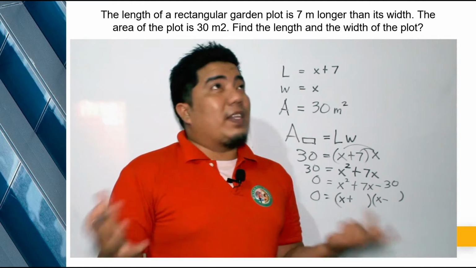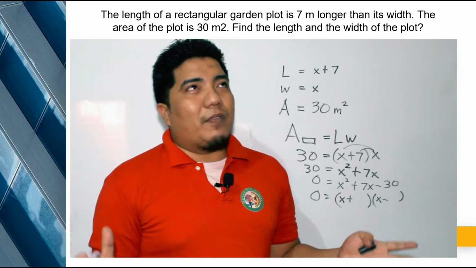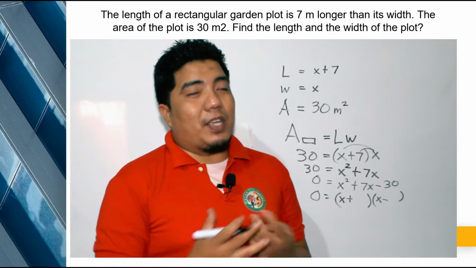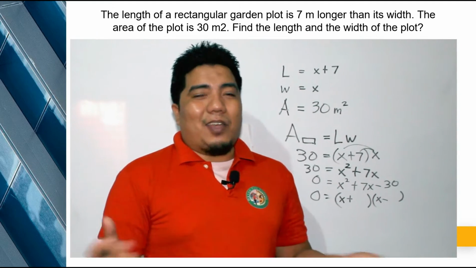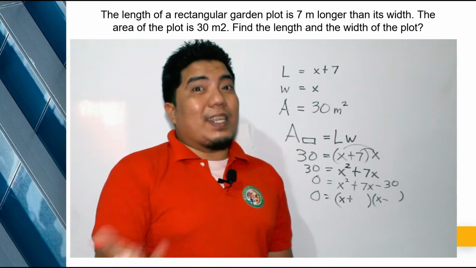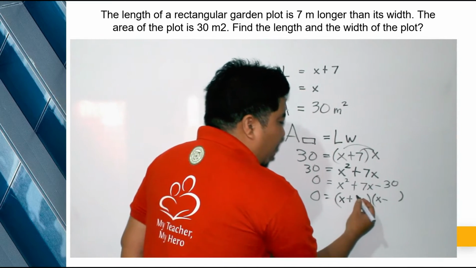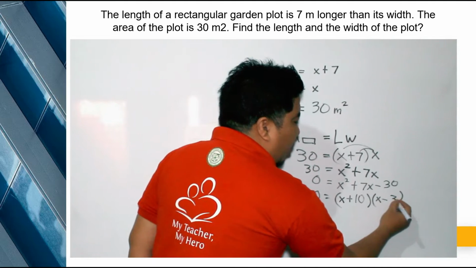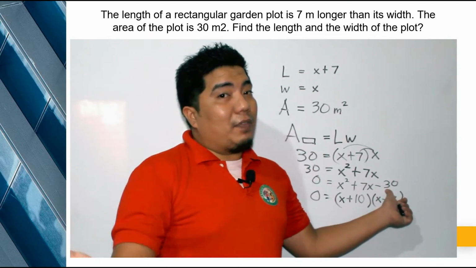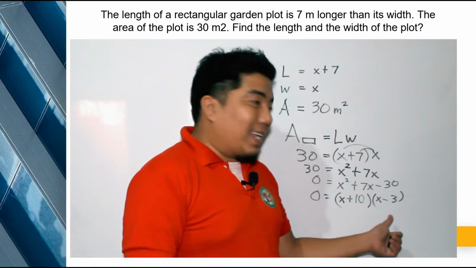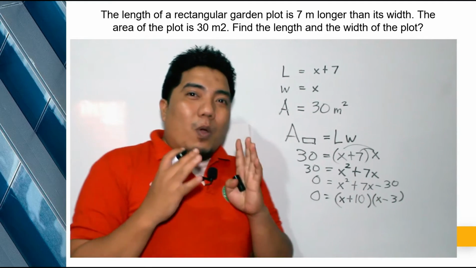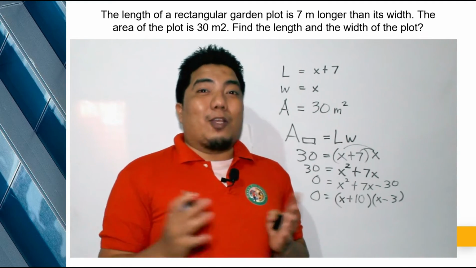So, let's consider 5 and 6. That will never give us a difference of 7 or a sum of 7. How about 10 and 3? Since this is positive 7, therefore, our bigger number is 10 and our smaller number is 3. Why? Because 10 times negative 3, that is negative 30, and 10 plus negative 3, that is positive 7. Now we have factored our trinomial correctly.